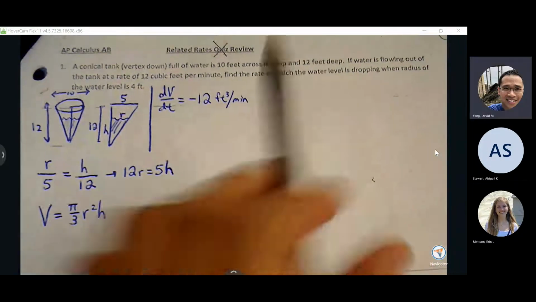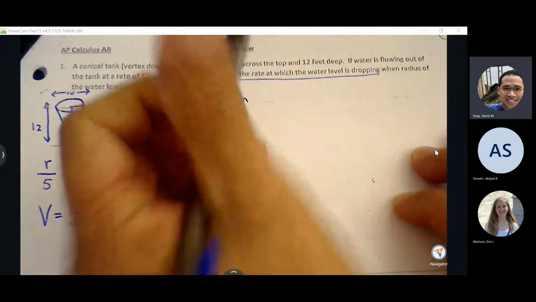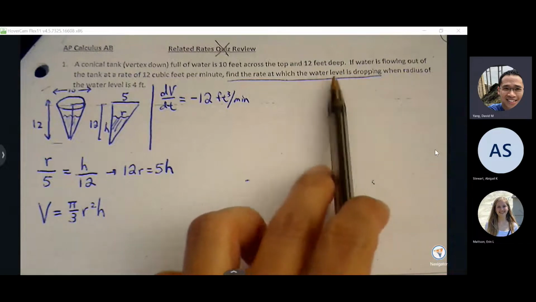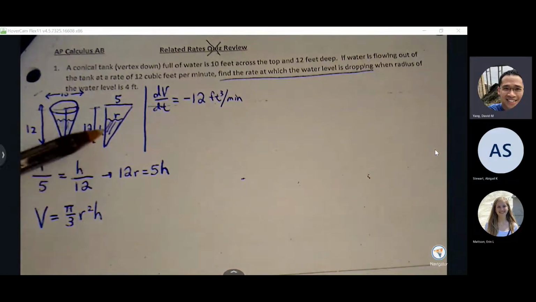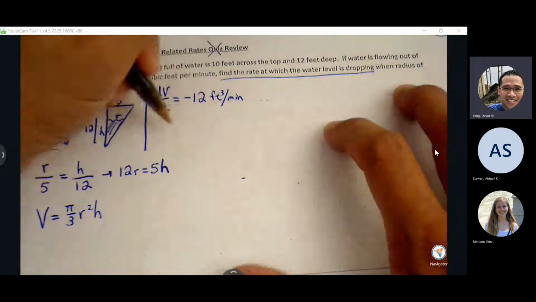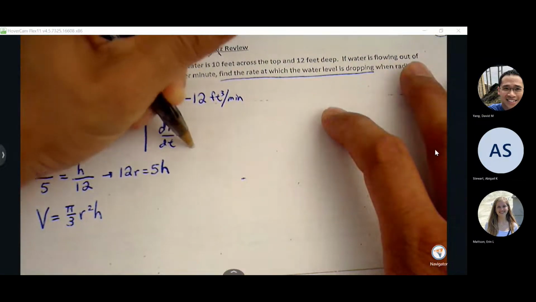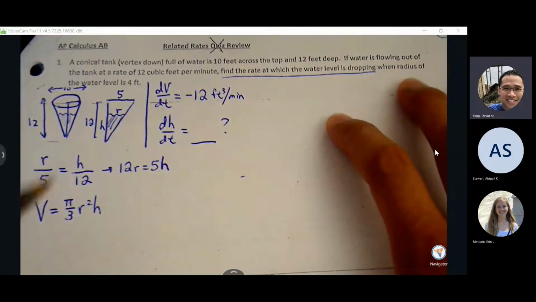Okay, find the rate at which the water level is dropping. So we're looking for dh/dt. Okay, so water level dropping, we know that's related to the height, right? As height is dropping, then water level is dropping. So we know we're looking for dh/dt. When the radius is 4 feet.